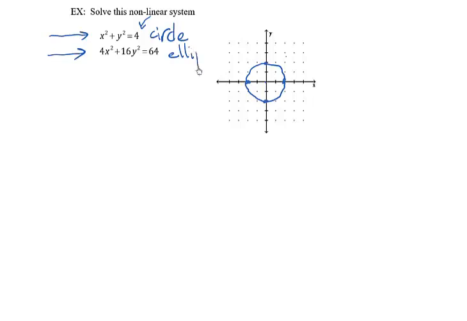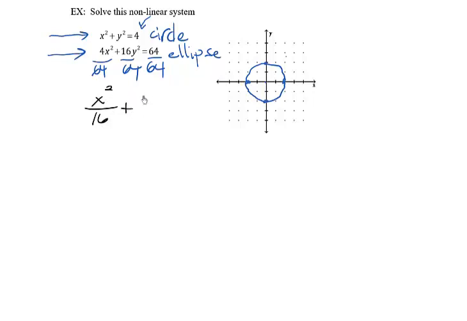It's an ellipse that's not in the good format, though. So if I want to draw a picture of it, I need to get that 1 on the other side by dividing everybody by 64 and then simplifying. Let's see, 4 goes into 64 16 times, so I'll have a 16 here.